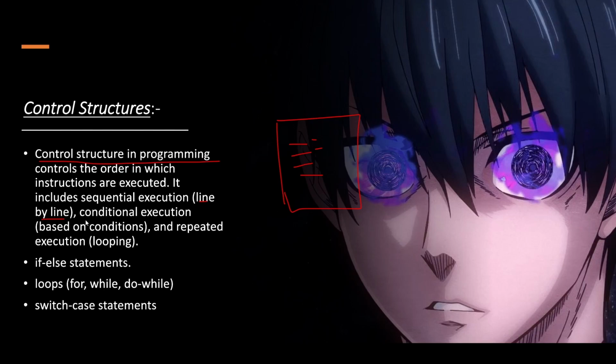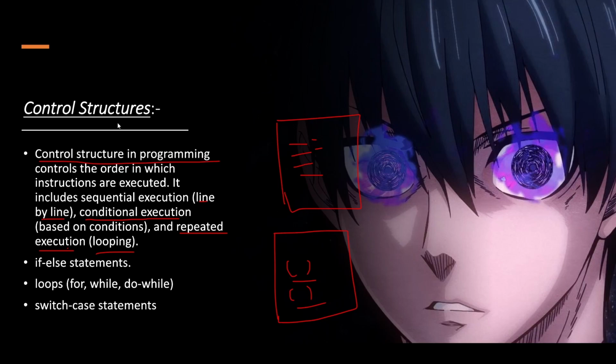And the second one is conditional execution, in which the code executes based on conditions. For example, there is a condition: if you are 18 plus, then you can vote, or otherwise if you are below 18 you cannot vote. So these are conditions. If any one of these conditions is true, this type of execution is called conditional execution. And the third one is repeated execution, which is commonly known as looping, and it is a very important topic.